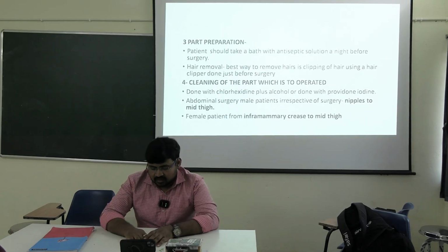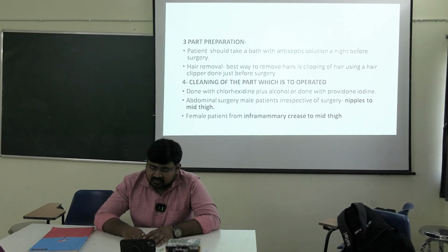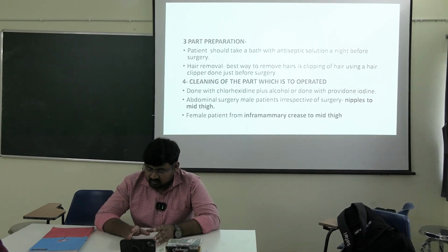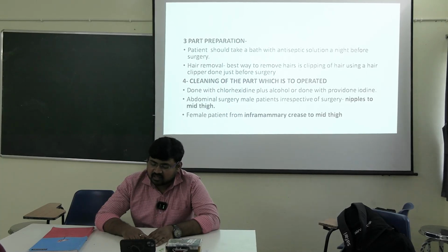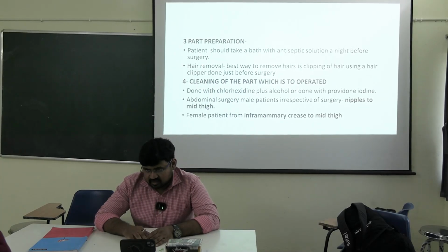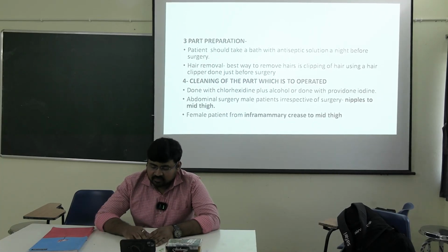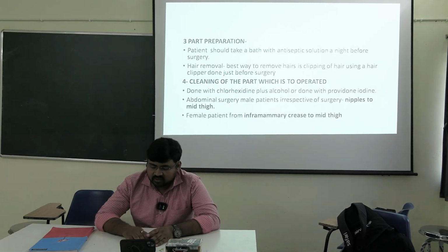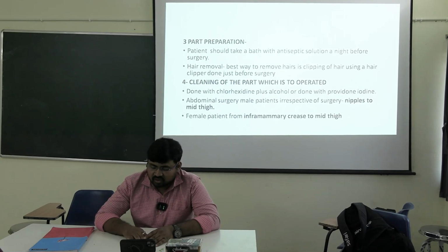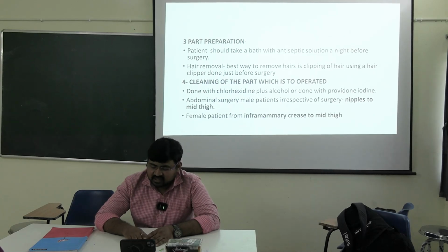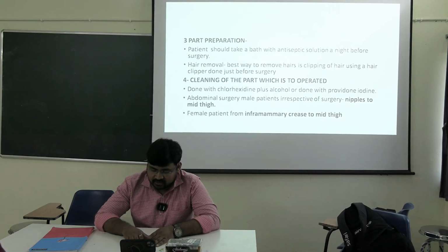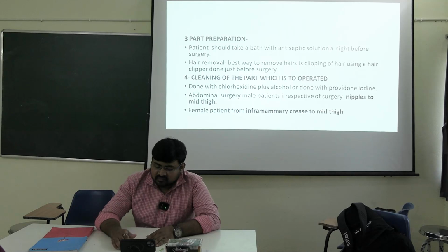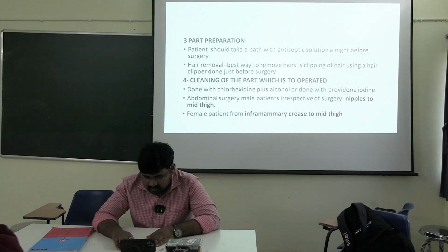Part preparation. The patient should take a bath with antiseptic solution the night before surgery. Hair removal: the best way is clipping of hair using a hair clipper just before the surgery. Cleaning of the part to be operated is done with chlorhexidine plus alcohol or with povidone iodine. For abdominal surgery in a male patient, irrespective of the surgery, clean from nipples to mid thigh. In a female patient, from the inframammary creases to mid thigh.